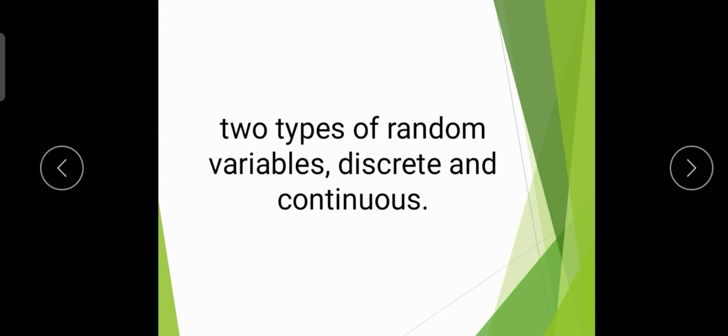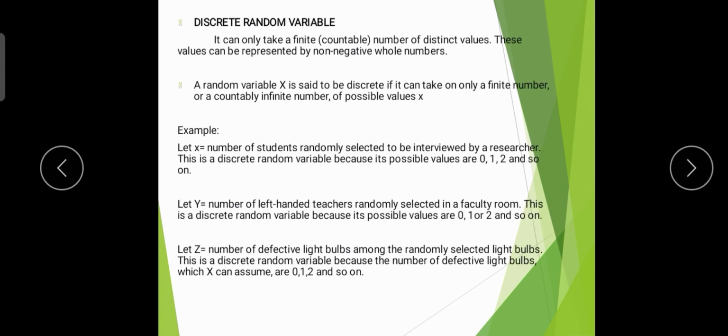Two types of random variables, discrete and continuous. Discrete random variable. It can only take a finite, countable number of distinct values. These values can be represented by non-negative whole numbers. So, discrete random variable, na-represent lang siya by whole numbers. A random variable X is said to be discrete if it can take only a finite number or countably infinite number of possible values x.